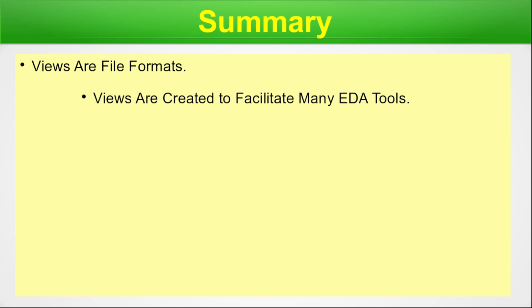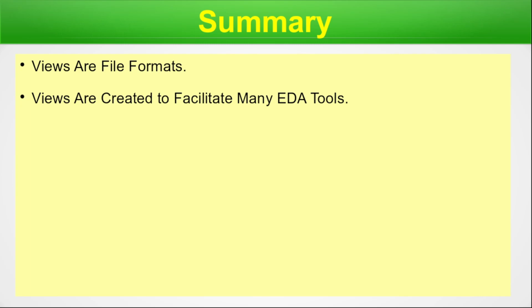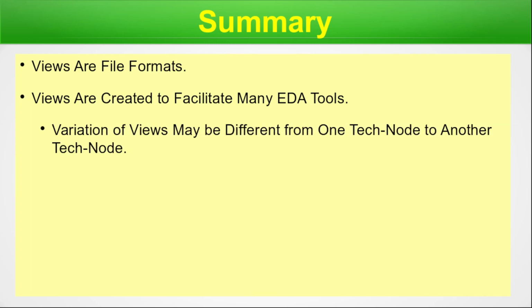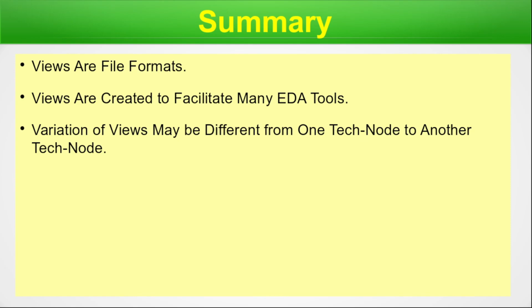We have covered all the types of views by genre, and now let us summarize whatever we have gone through. Views are basically file formats. Views are created to facilitate as many EDA tools as possible. Variation of views may be different from one technology node to another, because it could be that some tool is compatible, some tool is non-compatible, some tool has a file format specific to one particular technology node. In another technology node, it could have another kind of file format. So there could be a lot of variation from technology node to technology node.